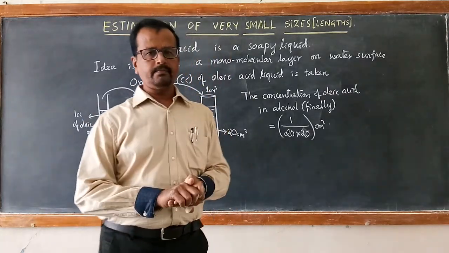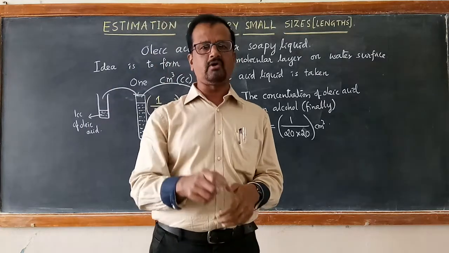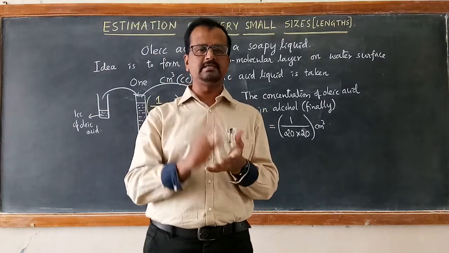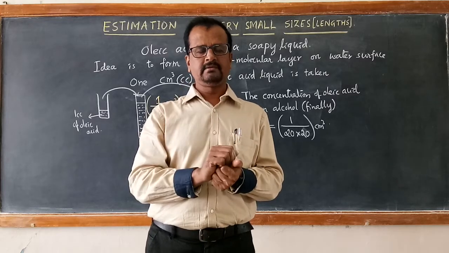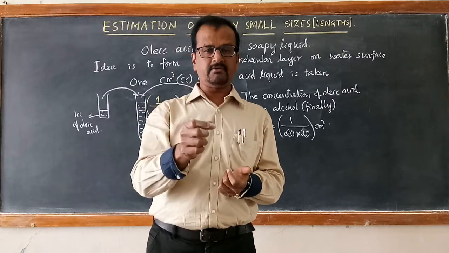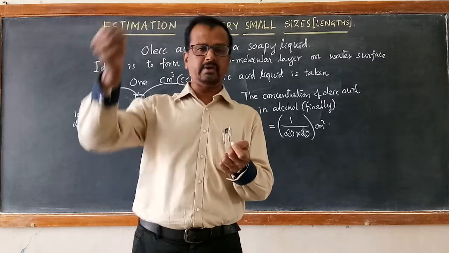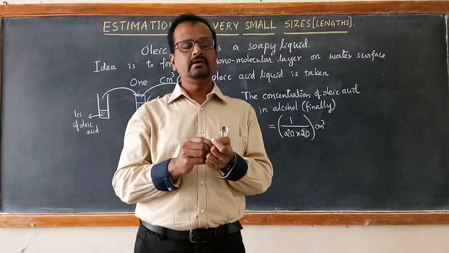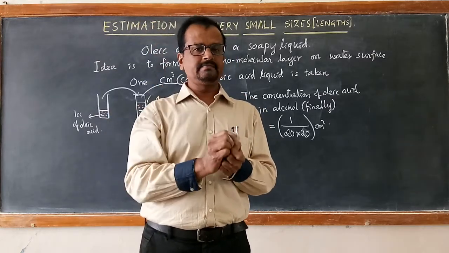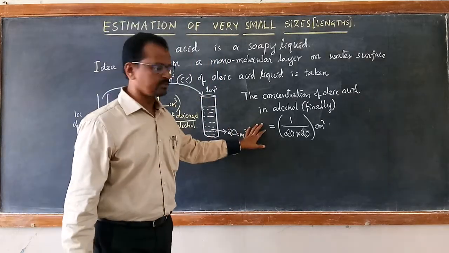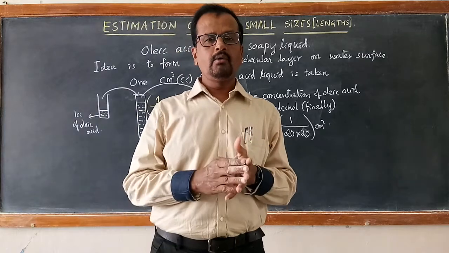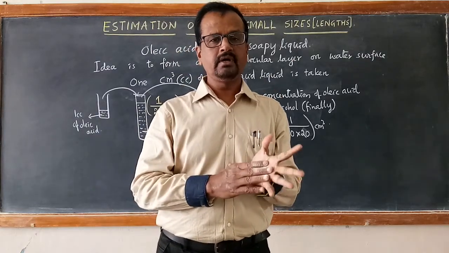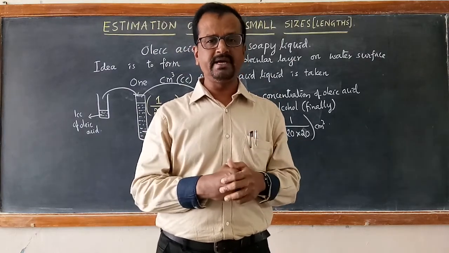Otherwise, what you have to do? You have to take 400 cc of alcohol directly. 400 cc means nearly 100 cc less than half liter. 400 cc of alcohol you have to take. In that you have to add 1 cc of oleic acid. That is same as this one. So in that case you need to have 400 cc of alcohol. It's going to be a waste.